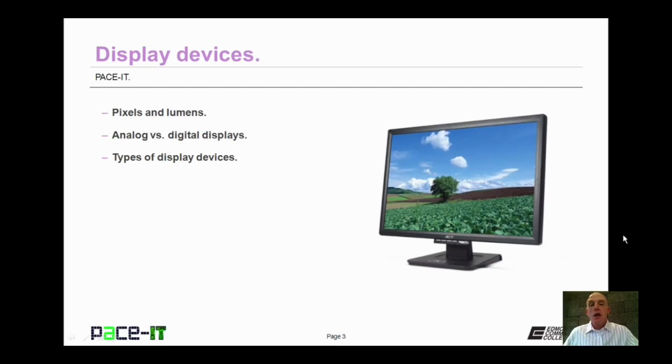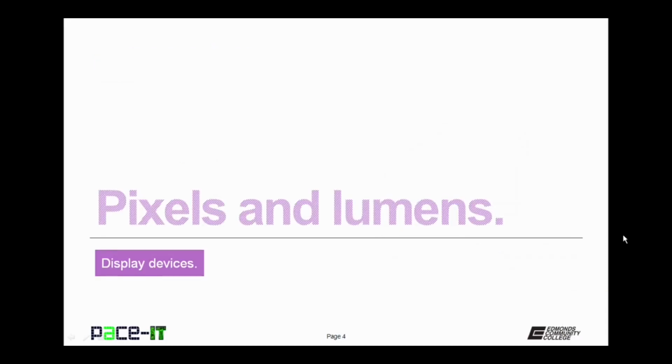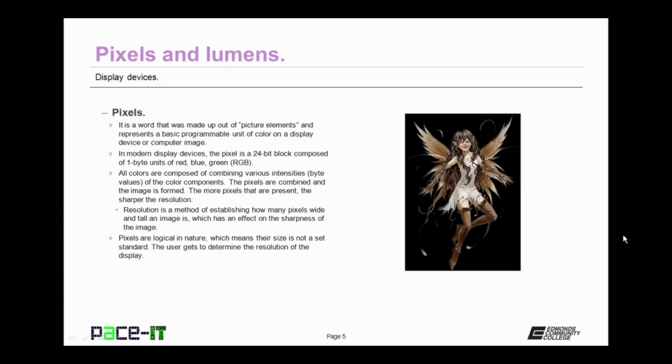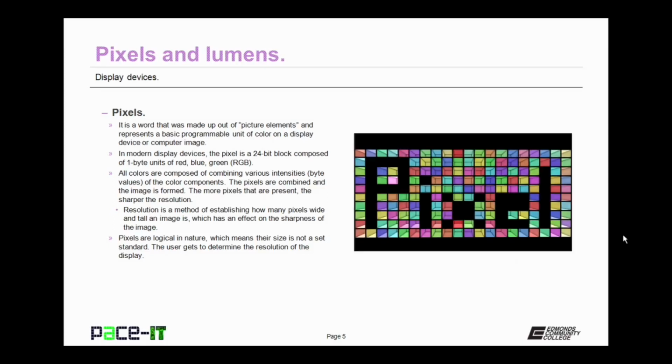We're going to be talking about pixels and lumens. We're going to be talking about analog and digital displays, and then we're going to talk about types of display devices. There's a whole bunch of material to cover, so let's go ahead and get started. So let's start with pixels and lumens. I'm sorry, this is about pixels, not pixies.